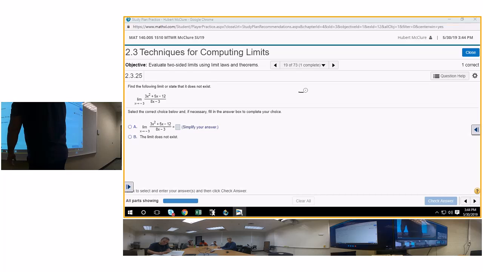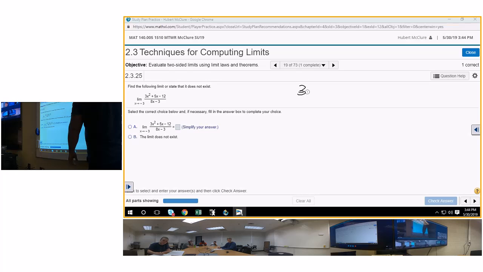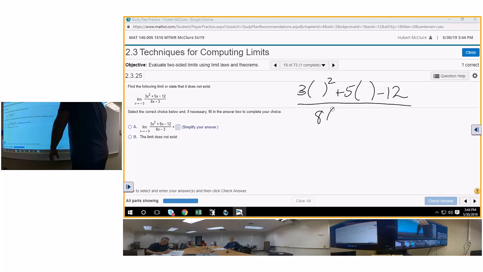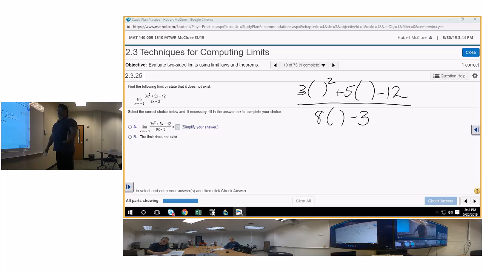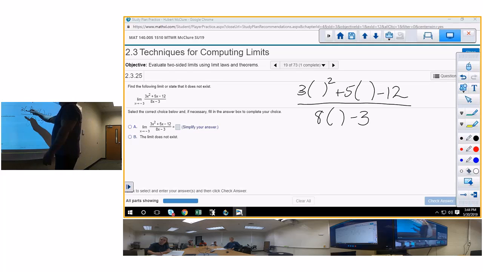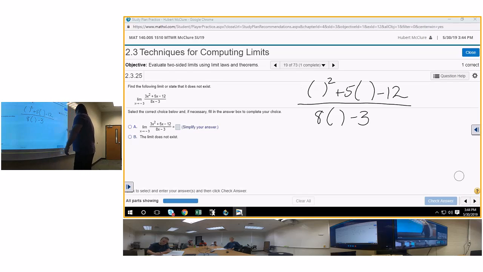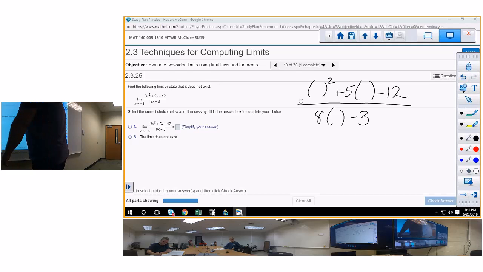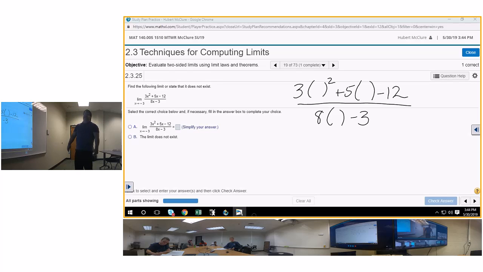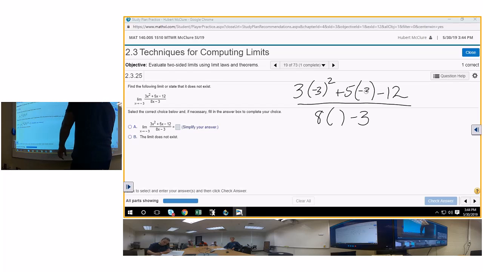So, (-3) squared plus 5 times (-3) minus 12, over 8 times (-3) minus 3. Now, of course, I've put parentheses in there. You may not need them, but I use them because sometimes you're given a fraction or a decimal or a negative, and sometimes it helps. Okay, so I'm going to plug in that -3. I plug it in here, plug it in there.